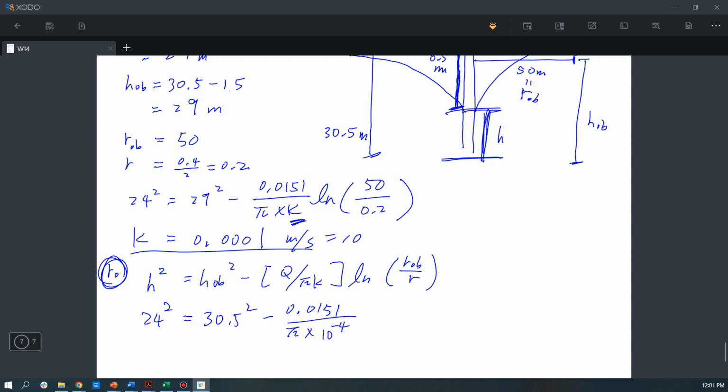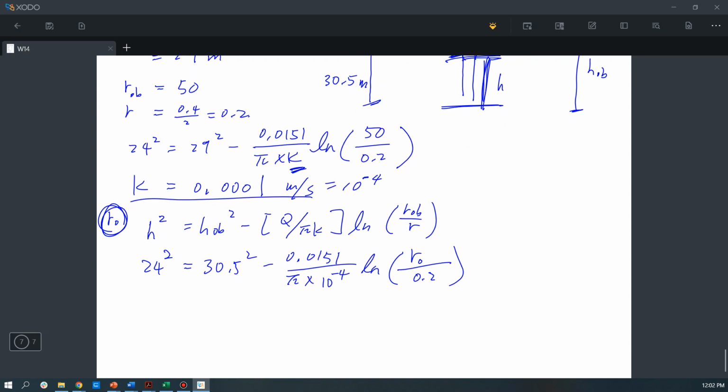10 to the power of minus 4 times the log of R OB, which is R naught now, and R is still 0.2. Okay, so the radius of the influence is the only unknown in this equation now, so we can solve that. And this gives us that R naught, R0, is 318 meter.